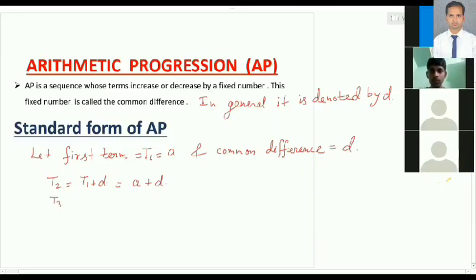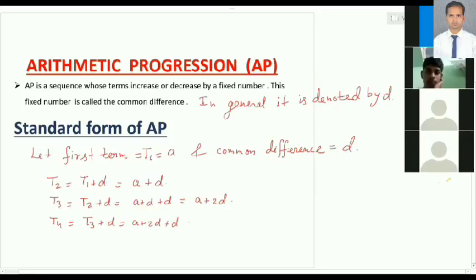Similarly, if you want to write t3, what will be t3? A plus 2d. t2 will increase by d, then you will get t3. According to our definition, if you increase the previous term by the common difference, you will get the succeeding term. The t2 value we know is a plus d, and if you add d, you will get a plus 2d. Similarly, t4 will be t3 plus d, which is a plus 2d plus d, equal to a plus 3d.